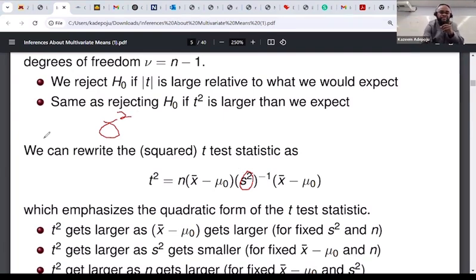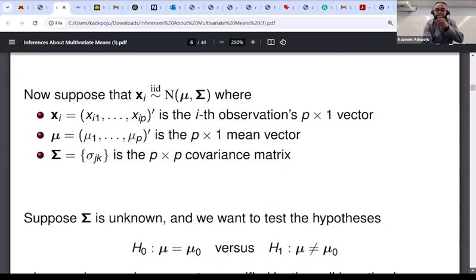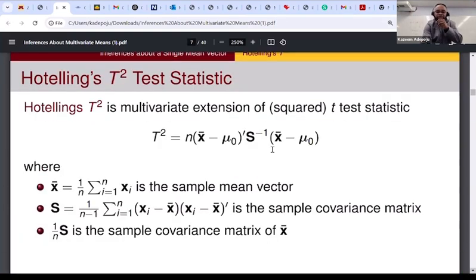Now, the same thing in the multivariate case. In the multivariate case, this is unknown. If the population covariance matrix is unknown, then we're only going to settle for what? For the sample covariance matrix. So the S that you see is the sample covariance matrix. Is there any question?